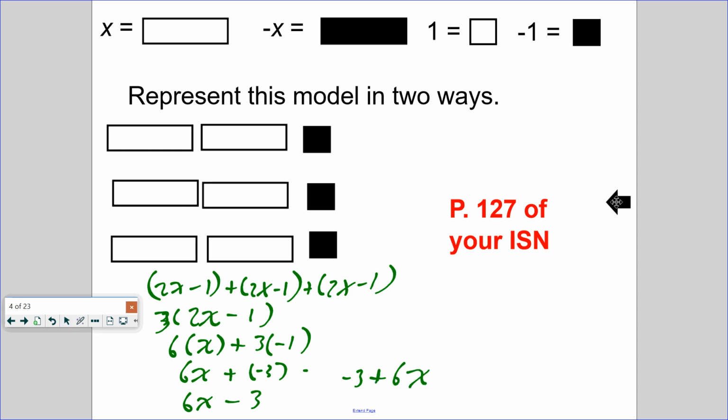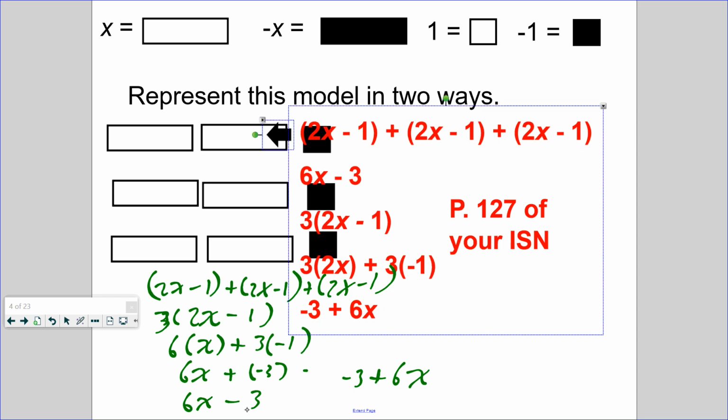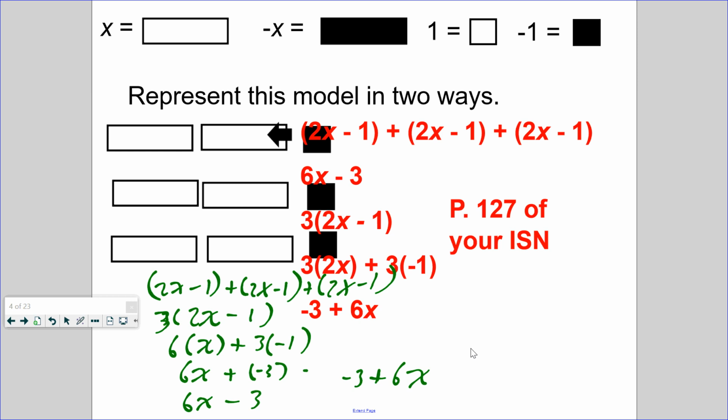So let's see if I came up with it. So 2x minus 1. Oh, got it. 6x minus 3. Got it. 3 groups of 2x minus 1. Got it. 3 groups of 2x. Oh, I actually found more. There's 3 groups of 2x's and 3 groups of negative 3. So I actually found an extra one here. 6 groups of x plus 3 groups of negative 1. Not bad at all. Again, many ways to represent an expression, an equivalent expression.